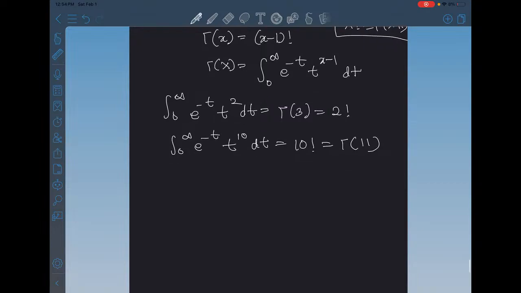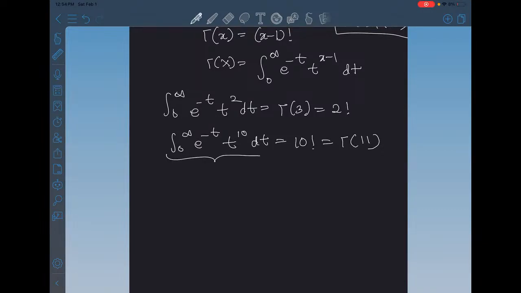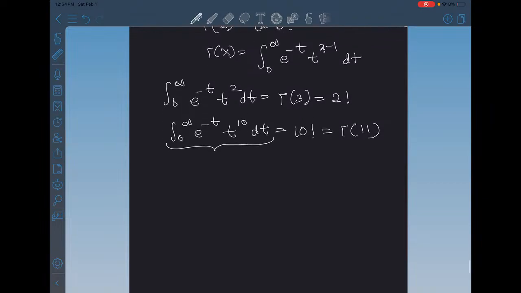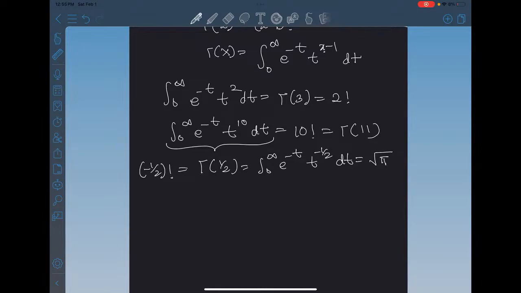Since this integral can be taken for any number, for any x you can find the integral. So if we try to find gamma of half, we evaluate the integral of e to the power minus t times t to the power half minus 1 dt. If we evaluate this, you get root pi, and that's also supposed to be our minus half factorial. So basically, the gamma function expands the factorial to any real number using this integral definition.